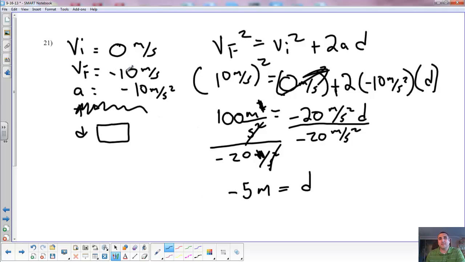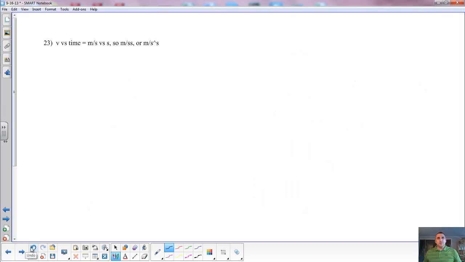When the object is falling at 10 meters per second, it has fallen 5 meters. There you go. 23, it's a word problem sort of.